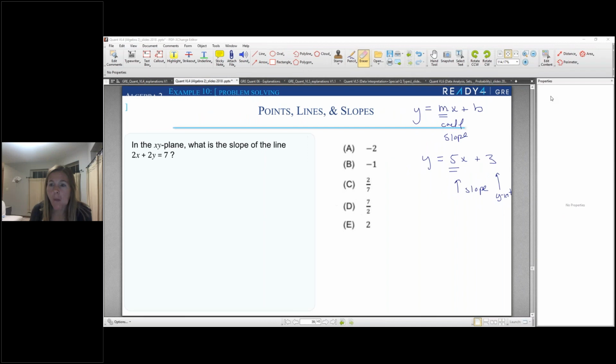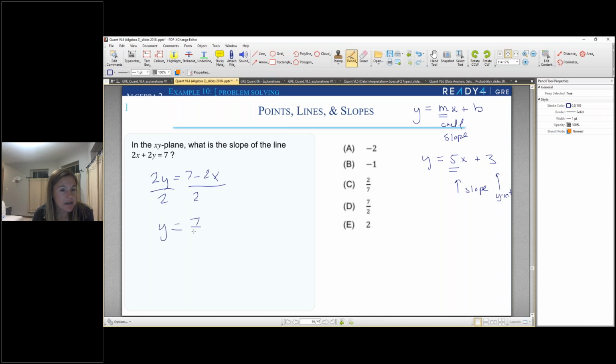Okay, so, sorry, we can scroll back here. There we go. Okay, so in the xy plane, what is the slope of 2x plus 2y equals 7? So we need to transform it to slope-intercept form. We're going to get the y alone. In order to do that, we have the 2y, and we move the 2x over to this side. Now we're going to divide by 2. That gives us y is equal to 7/2 minus x. So what is the coefficient of x? It's going to be -1. So the answer here is B.